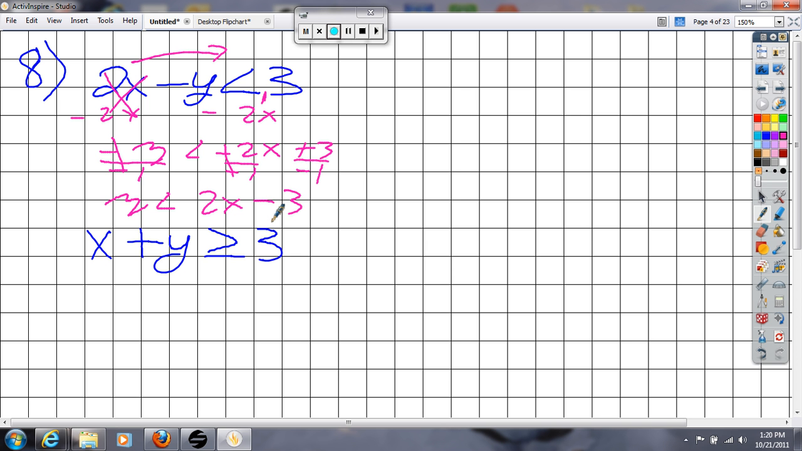Wait a minute, that's wrong. You divide by a negative, right? When you divide by a negative, you have to turn your arrow around, so the arrow goes this way rather than that way. Instead of pointing left, you have to point it to the right. So this is what I'm going to graph first. Second one.